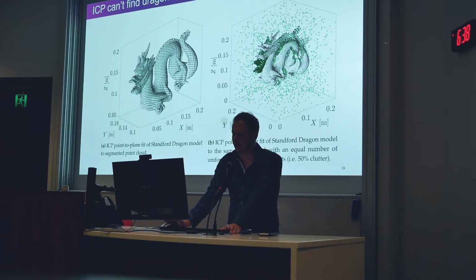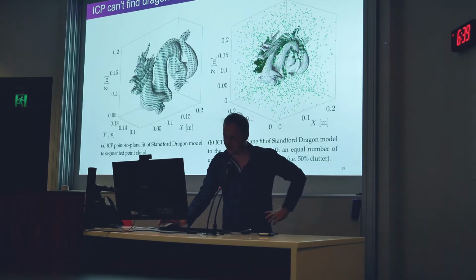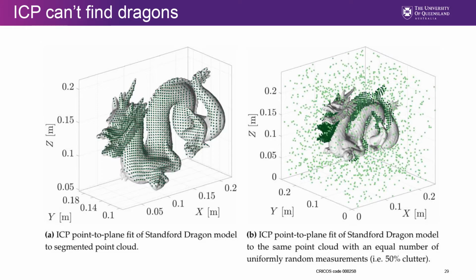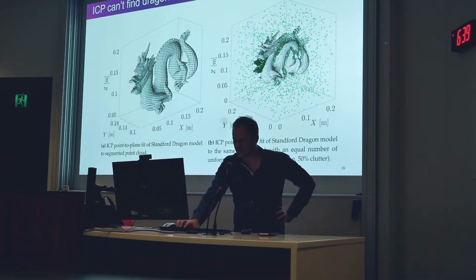Here is ICP, which is like the leading technique for fitting geometry to point clouds. Here is a Stanford Dragon. It's a really popular geometry model that's used in these kinds of papers, and there are 1,500 measurements of it. With those 1,500 measurements, I can fit the Stanford Dragon to it beautifully. It fits, right? Why wouldn't it? But when I introduce another 1,500 measurements of just random stuff, it's screwed up. It's got no chance of fitting because it's trying to fit to 3,000 measurements here: the 1,500 true dragon points and the 1,500 not dragon points. So I'll call that 50% clutter.